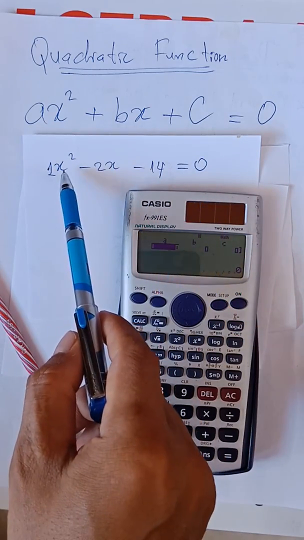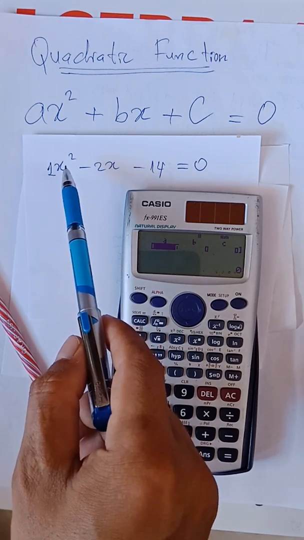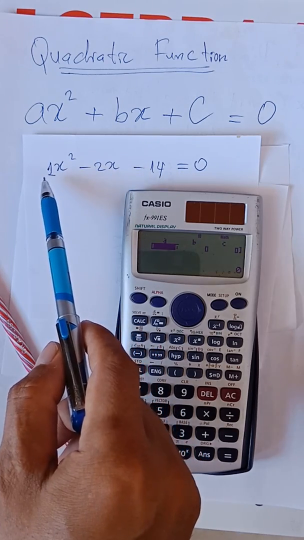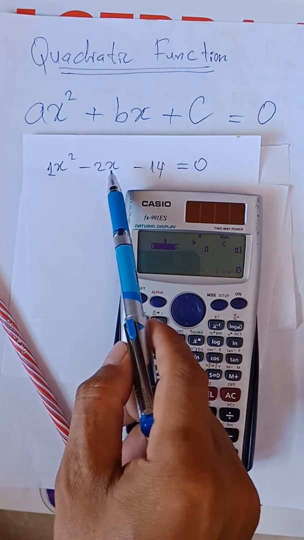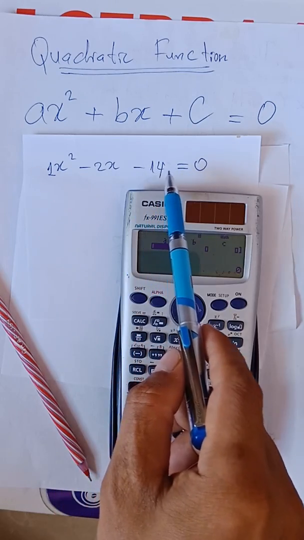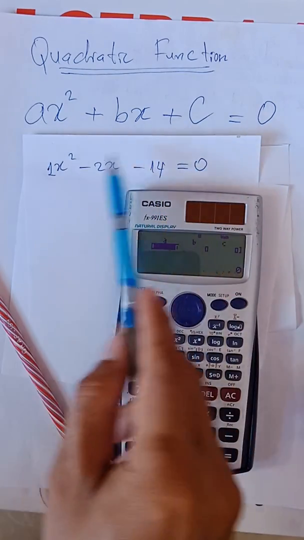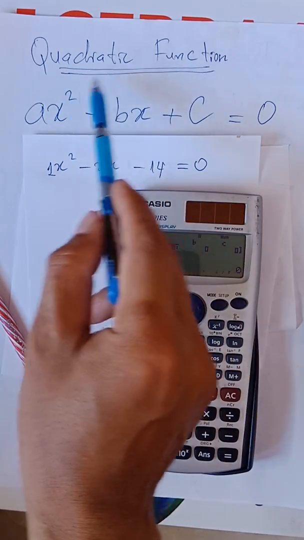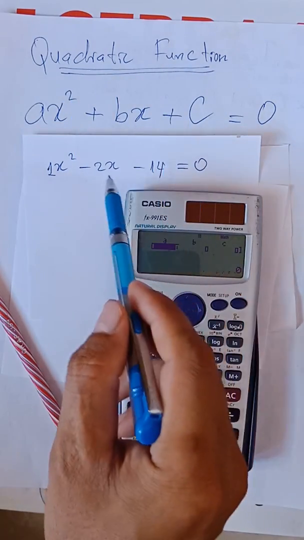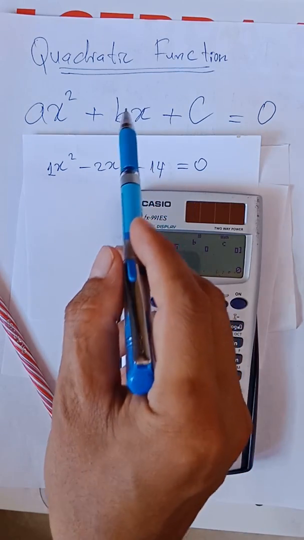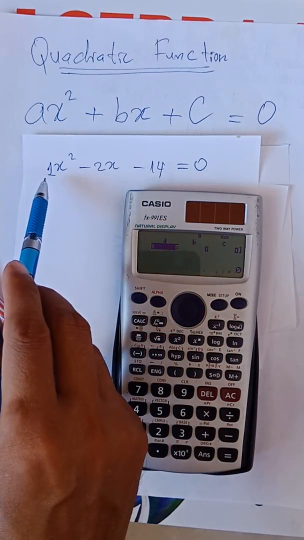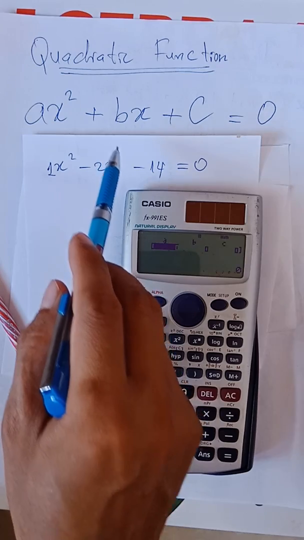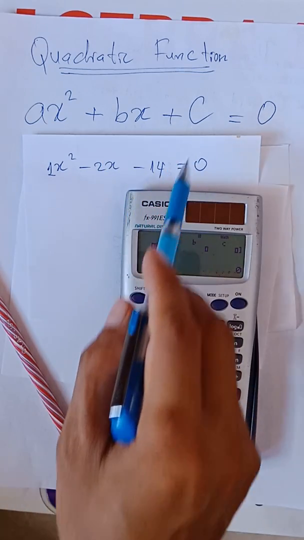So you have 1x squared, or sometimes we just put x squared, which means by default there is a 1 in the front, and minus 2x minus 14 equal to 0. So it looks exactly the same as the quadratic function form. You do not have to do other simplifying to get to the form. So 1 for the A value, negative 2 for the B value, and negative 14 for the C value.